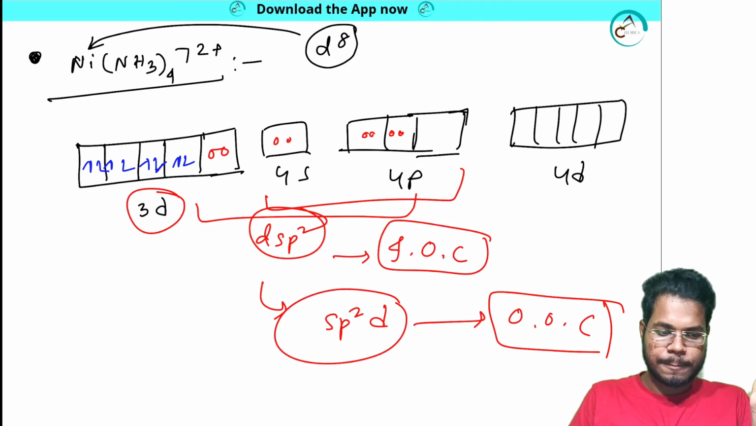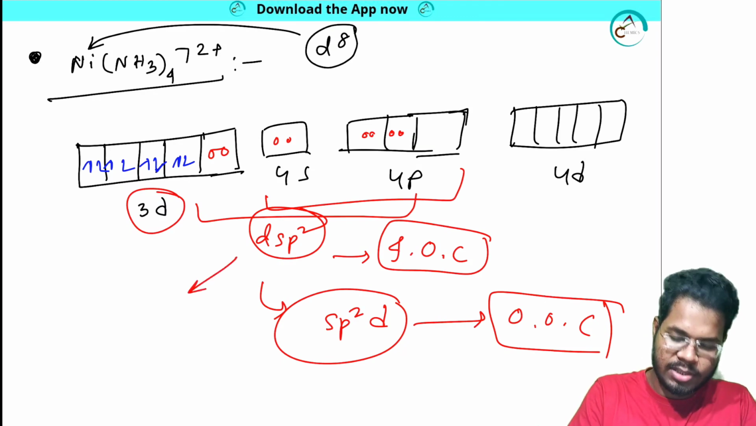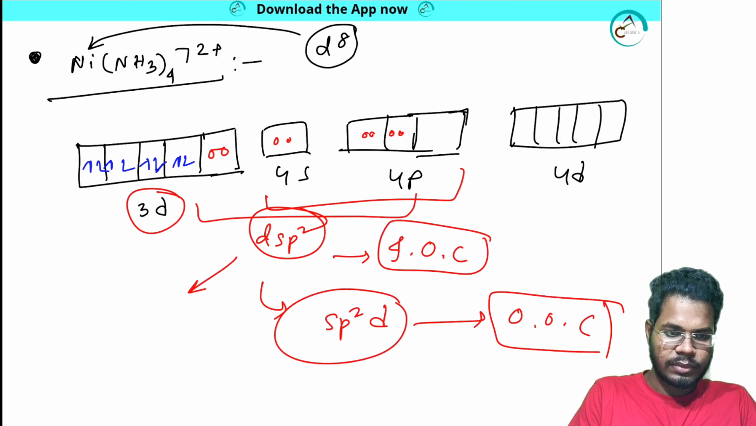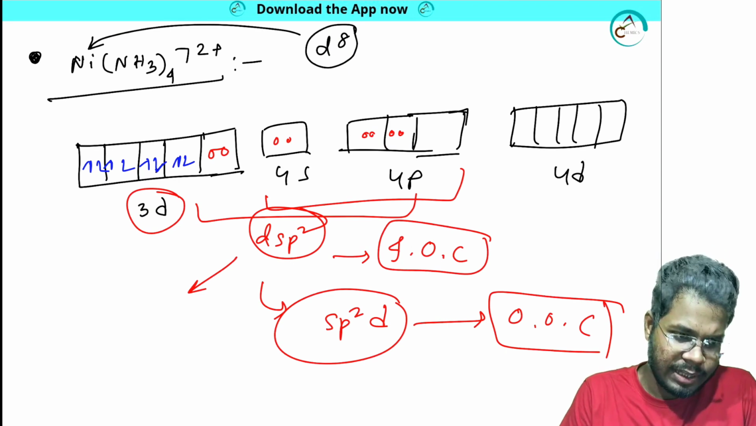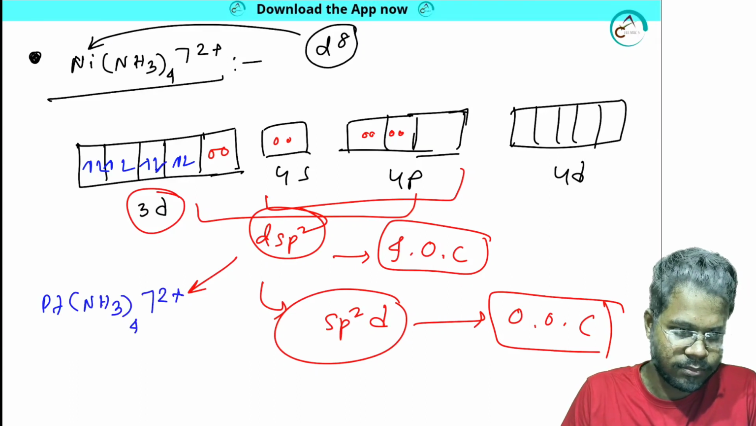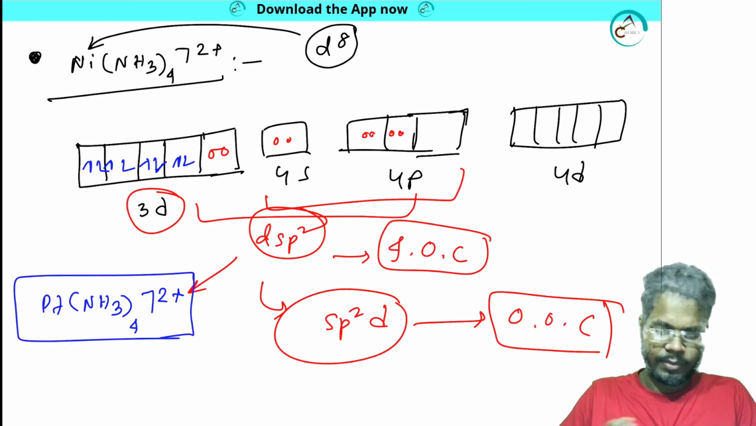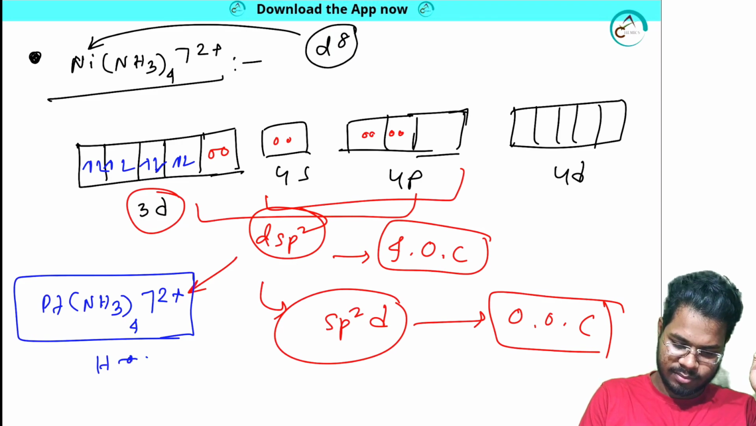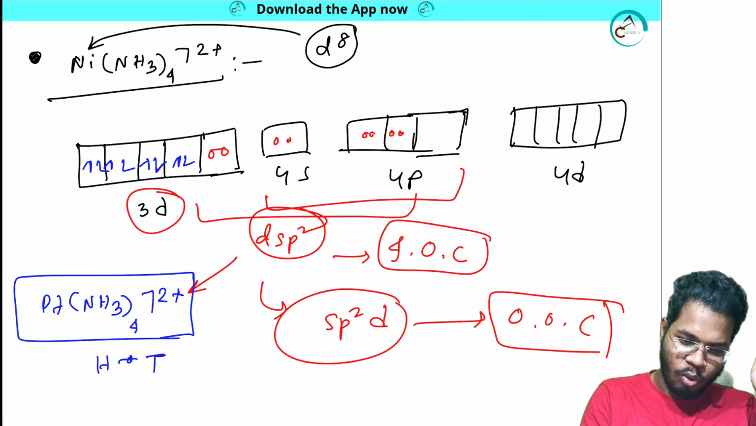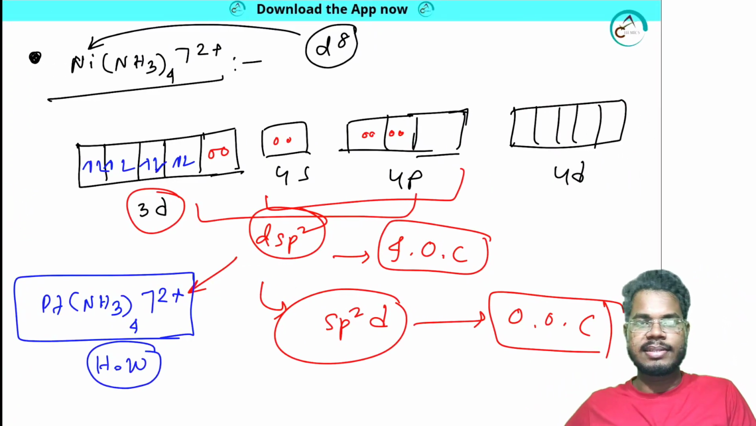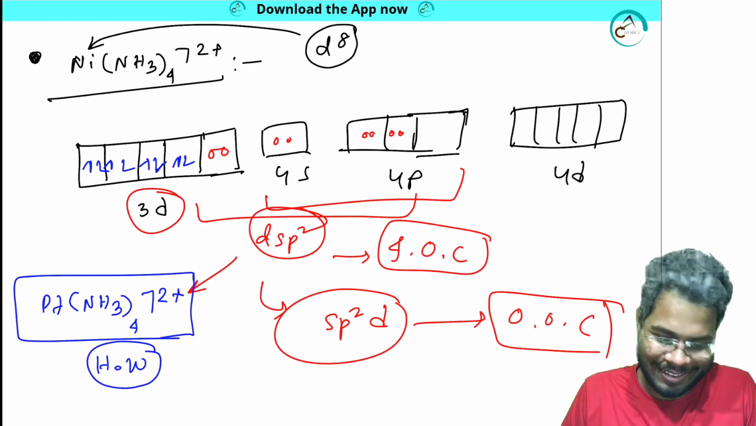Now I am giving you one assignment, homework: just solve it and upload it on the group batch. The example I am taking is platinum, NH3. I hope you have got that. This is your homework. Don't take it as hard work, just take it as homework.